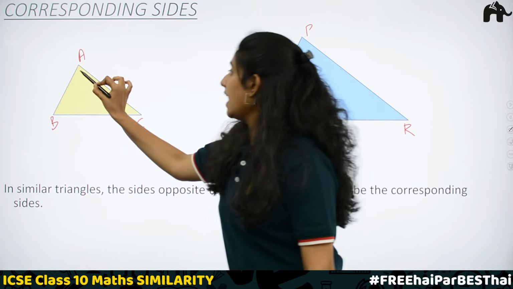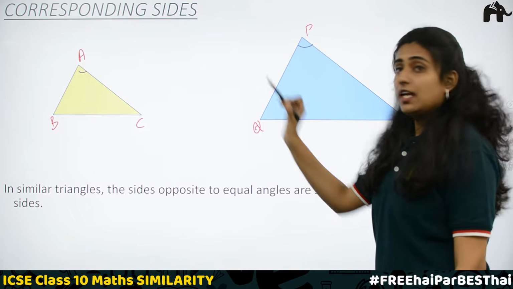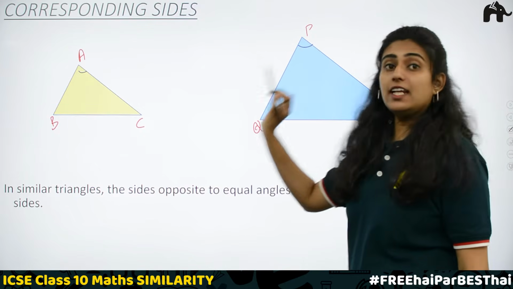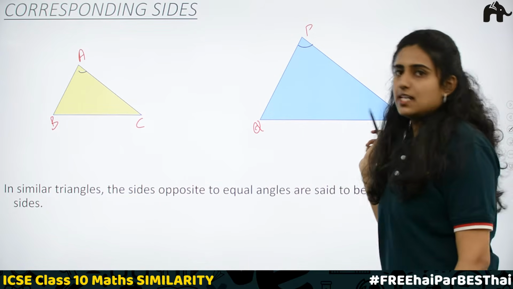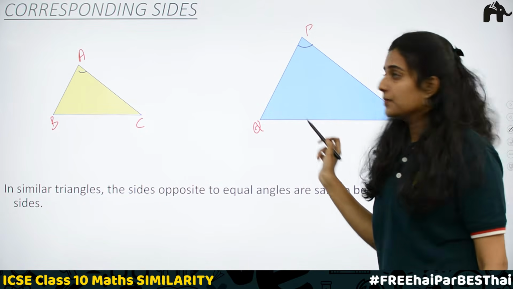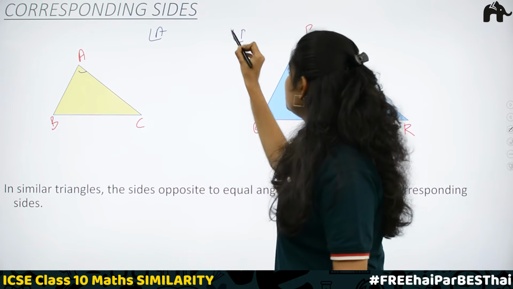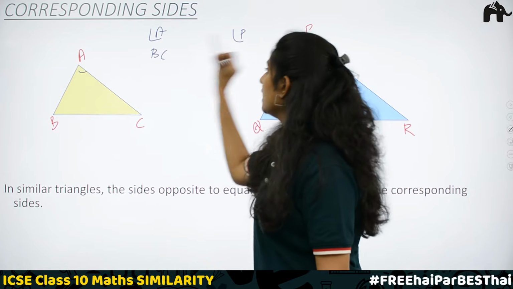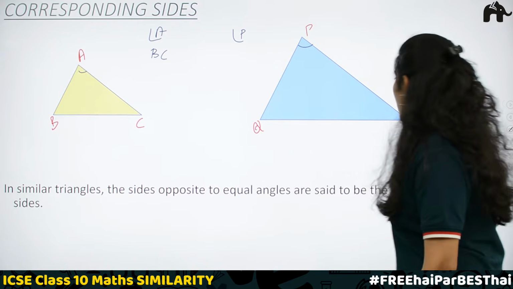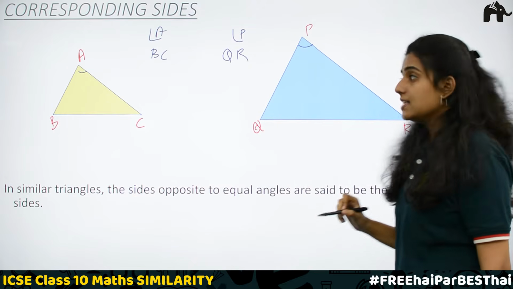When you take angles, here we have A and here we have P. When you take these angles and take the side opposite to these angles, they are called the corresponding sides. So, with respect to A, we have BC, and with respect to P, we have QR. So, these are the corresponding sides.